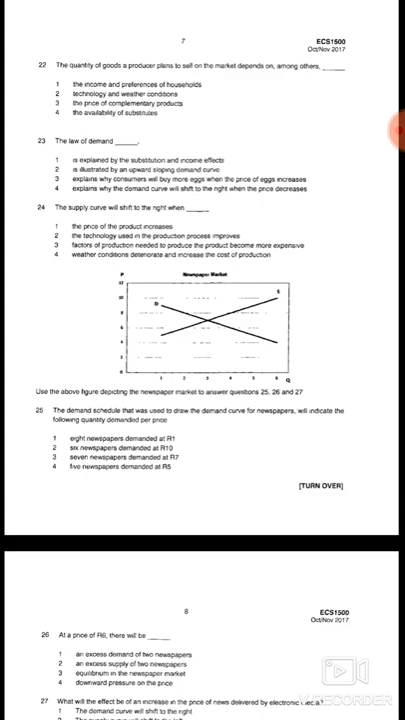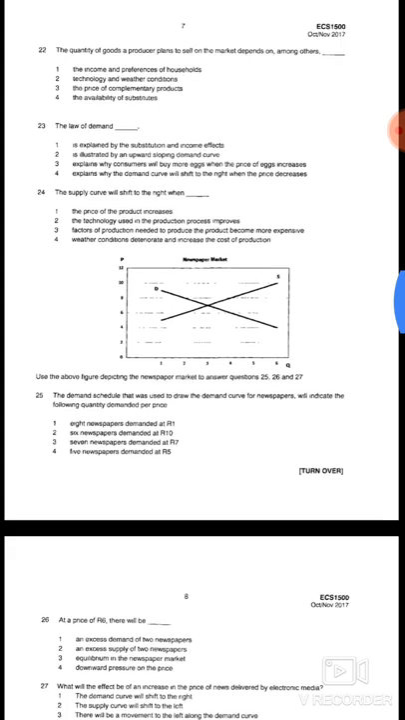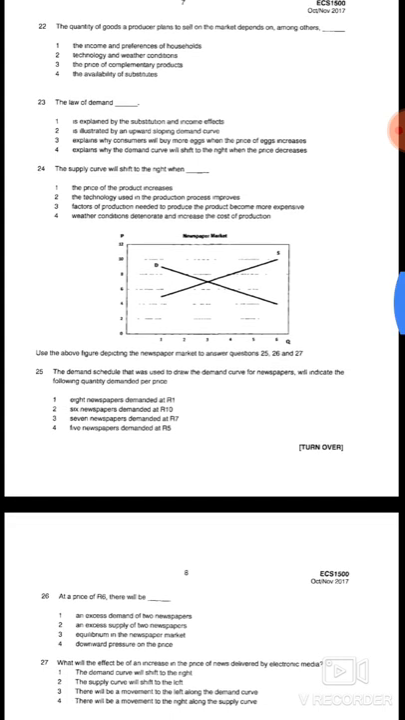So let's have a look here. The quantity of goods a producer plans to sell on the market depends on... So wherever there is quantity, remember quantity is only affected by the market prices. So the price of the complement product will affect the quantity. Technology, income, availability of substitute, these ones, they will only affect supply, not quantity supplied.